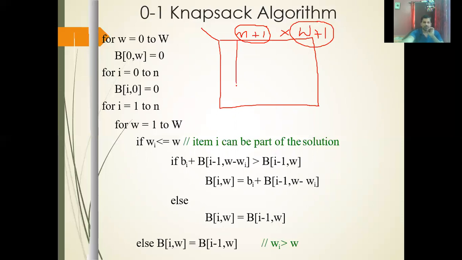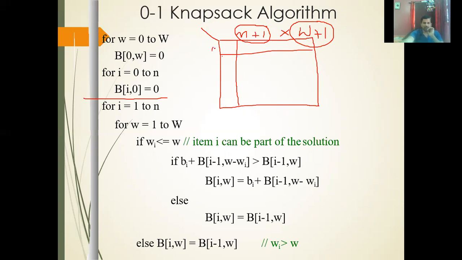So in the first two for loops, the first for loop, I'm initializing your first row to 0, and in the second for loop, I'm initializing the first column to 0 here. Okay. The next part, i is varying from 1 to n.